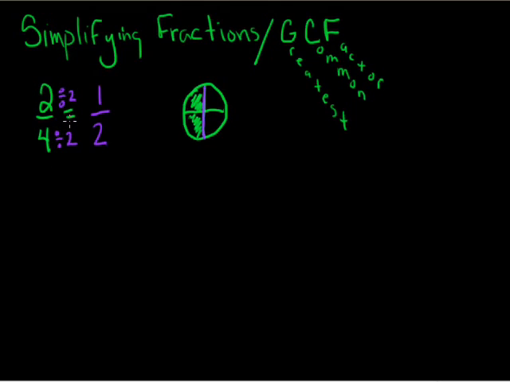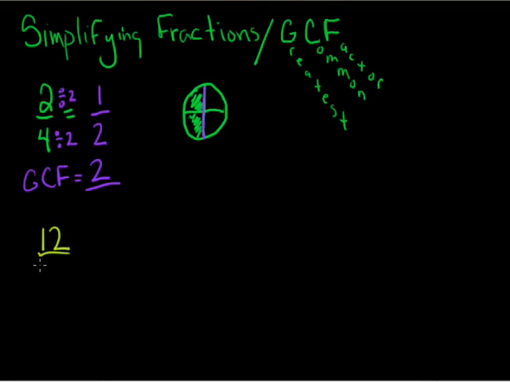So since that's the only factor that we could divide 2 and 4 by that's greater than 1, the greatest common factor is 2. So we simplified 2/4 to make 1/2, and we found the greatest common factor to be 2. Let's try another example with some bigger numbers.